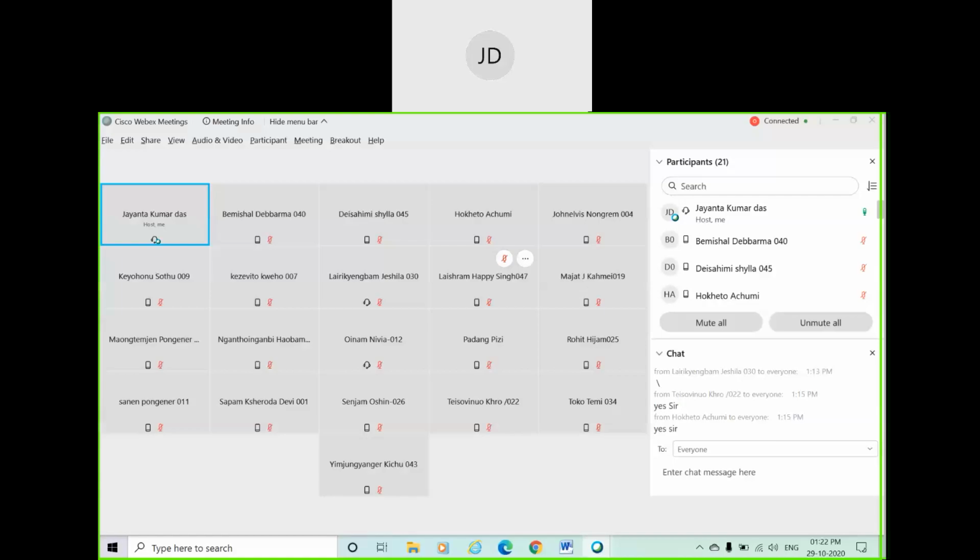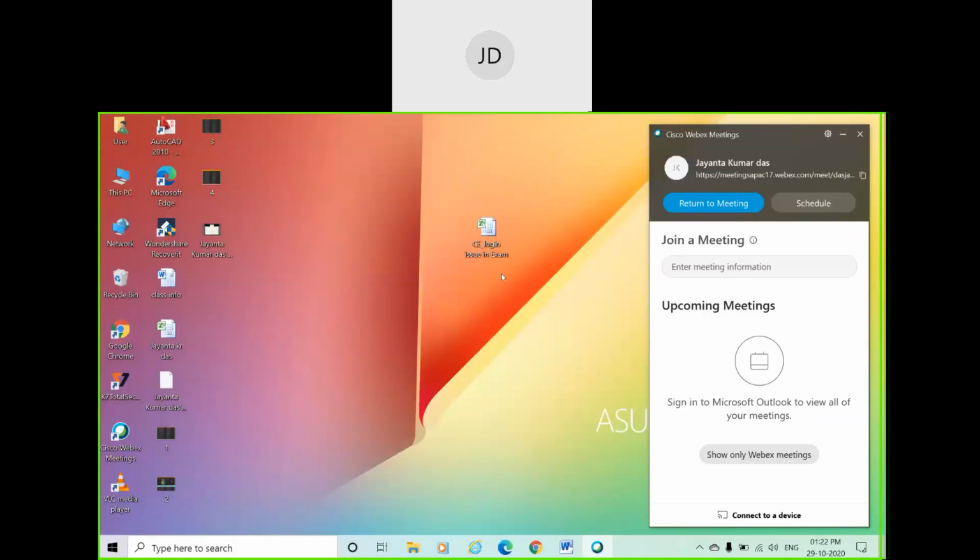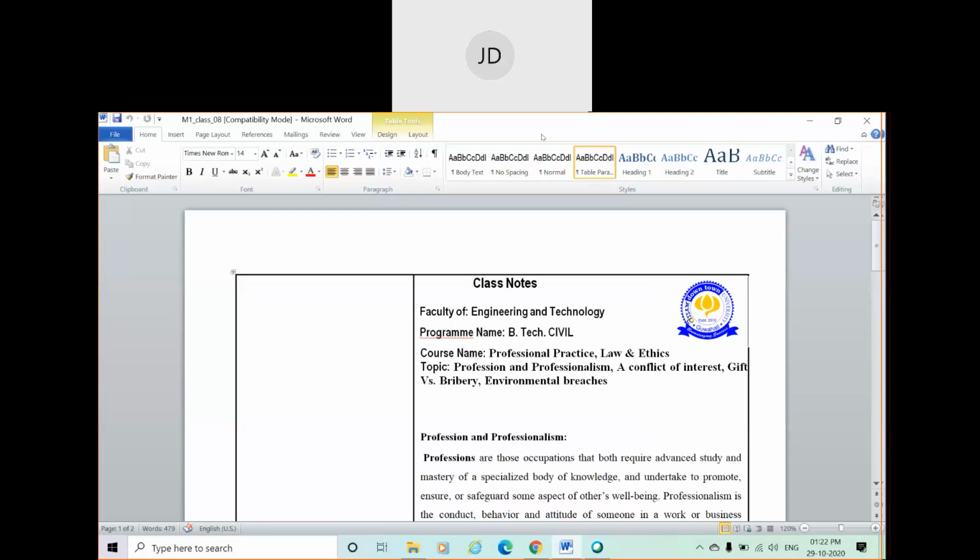Okay. So, first, let me share my screen. Okay, my screen is visible, right? Can you see it? Please respond in your chat box. Am I audible? Is the screen visible or not? Okay. So yeah, we'll start.